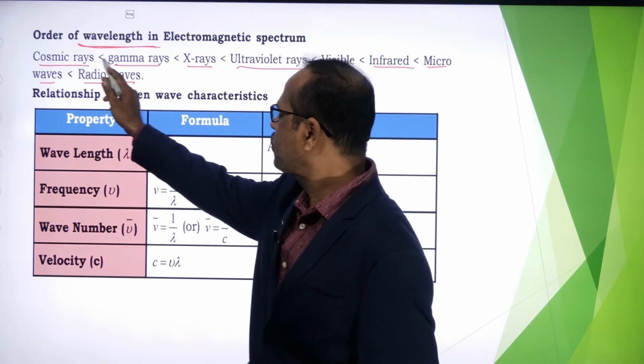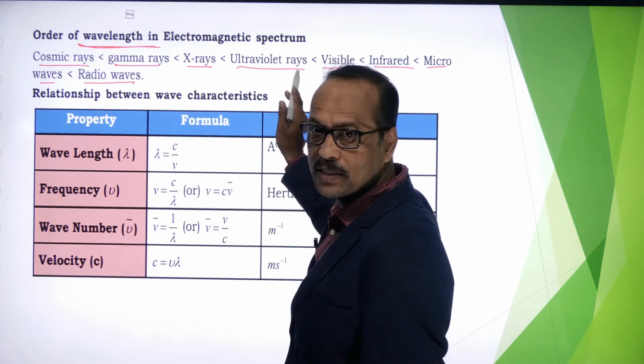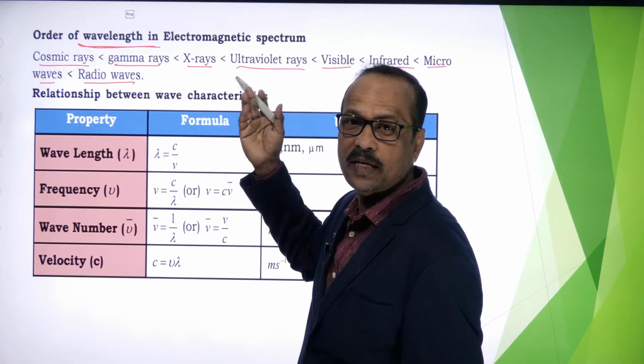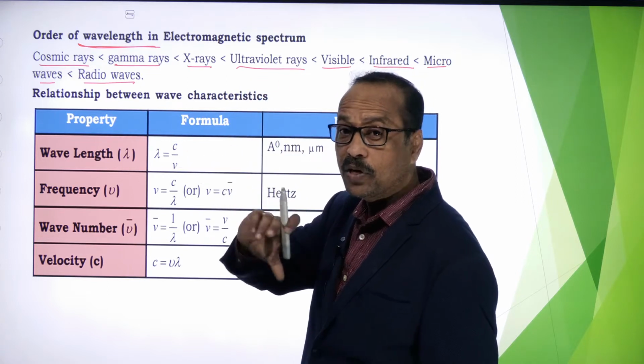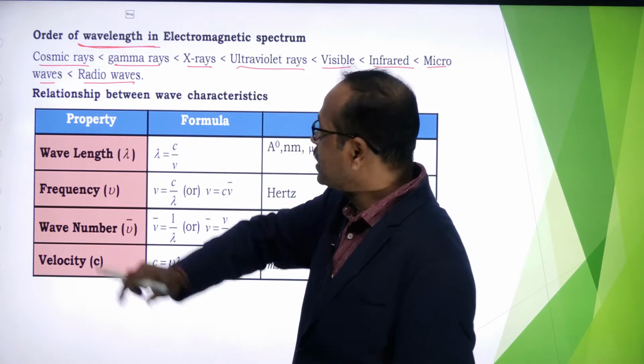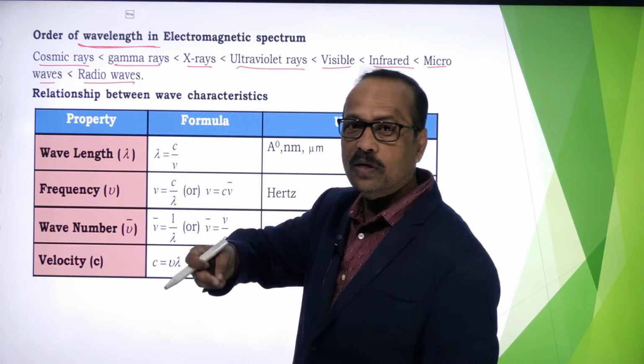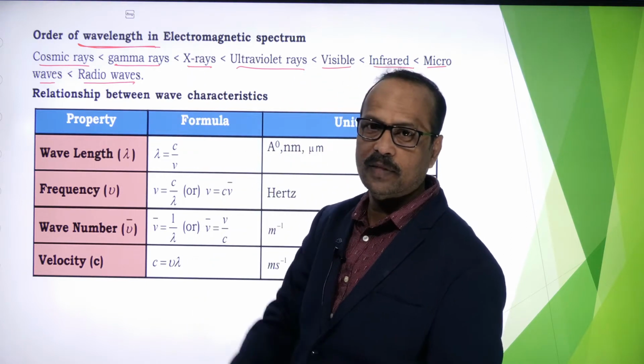As you move from left to right, the wavelength is increasing, and wavelength and frequency are inversely proportional to each other. So when the wavelength increases, the frequency decreases. Clear?